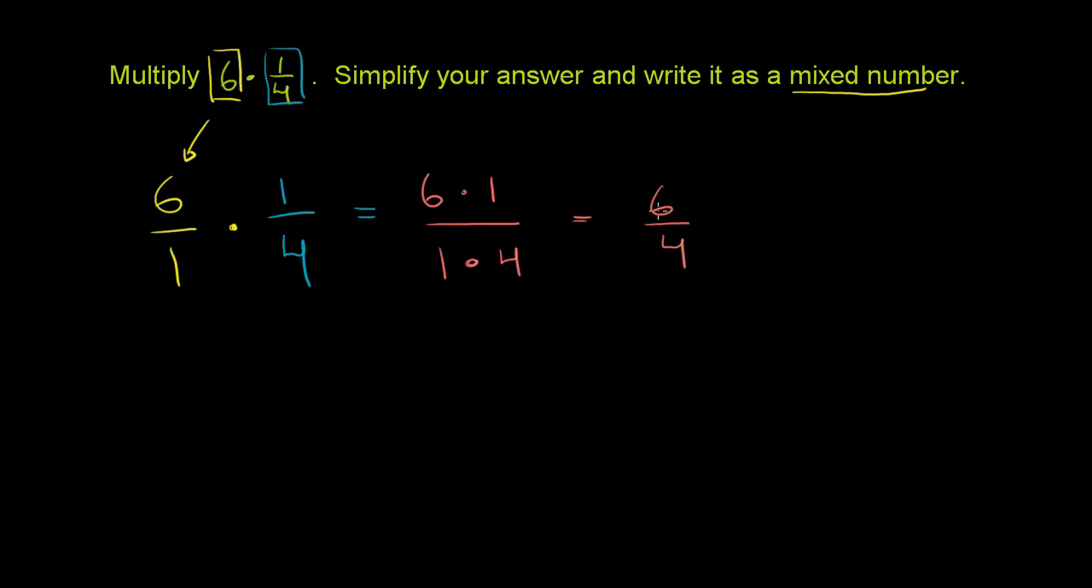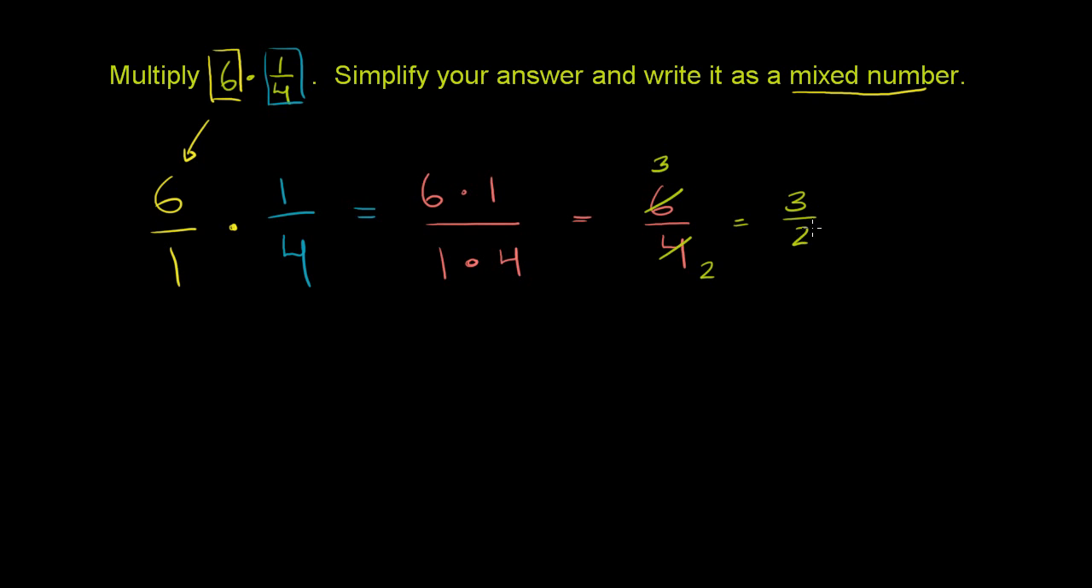And right now it's just an improper fraction. And it's also not in lowest terms. You immediately see 6 and 4 are both divisible by 2. So let's divide them both by 2. If you divide 6 by 2, and I'll do it in a new color again, you get 3. You divide 4 by 2, you get 2. So this is equal to 3/2.